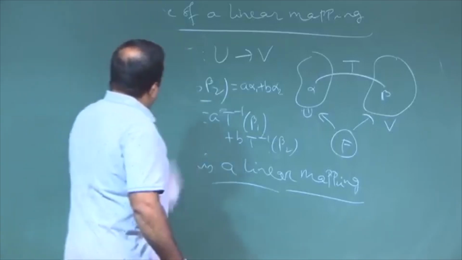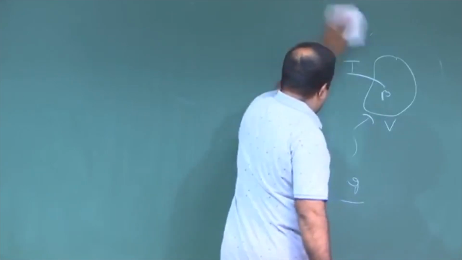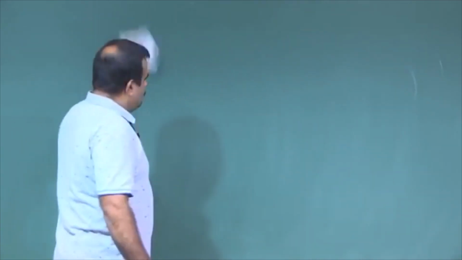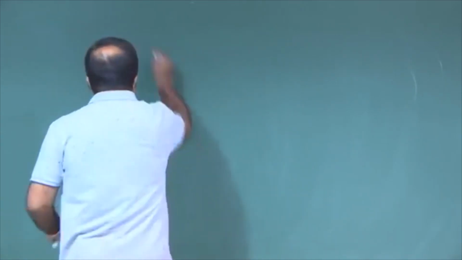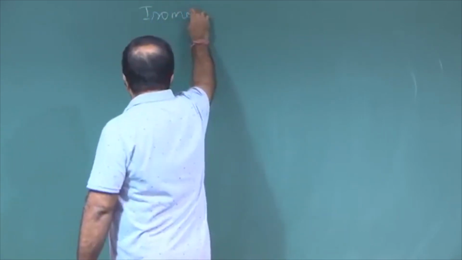Okay. So, now we will define isomorphism, or isomorphic, between two vector spaces. So, first let us define when we call a linear transformation an isomorphism.